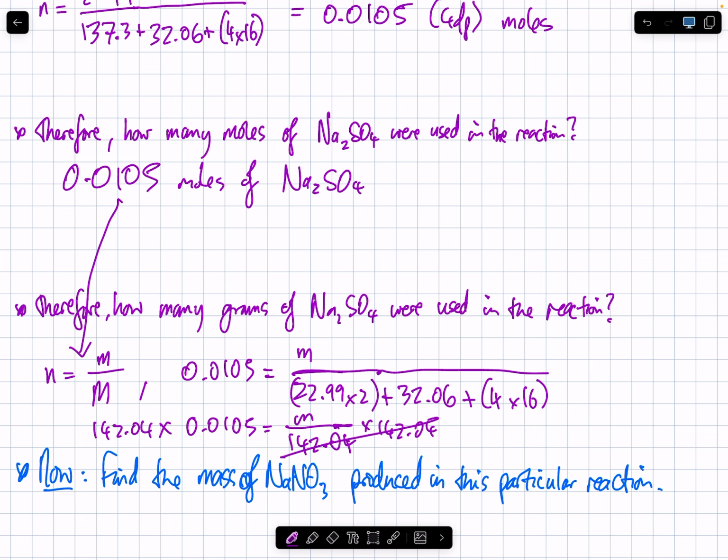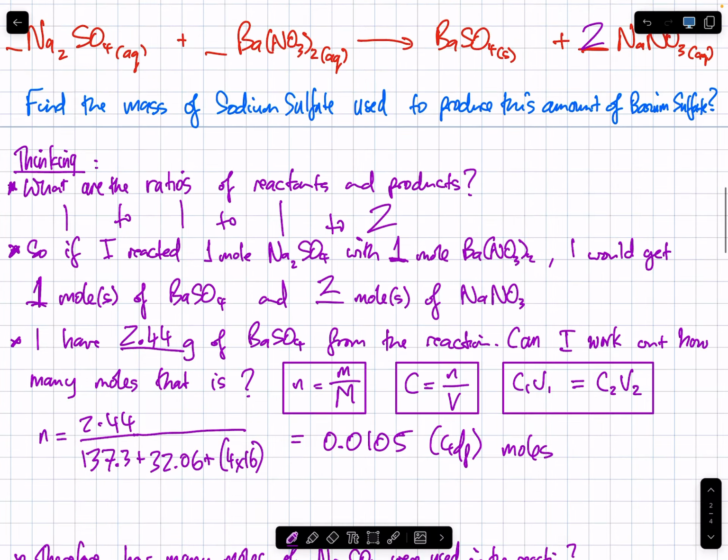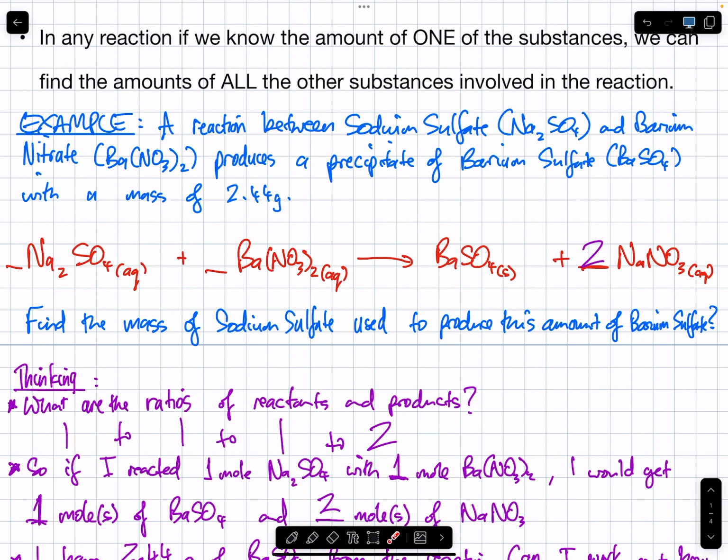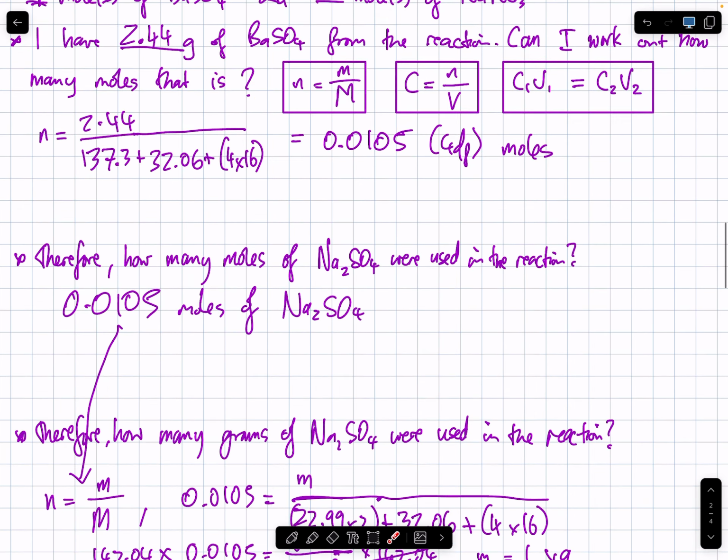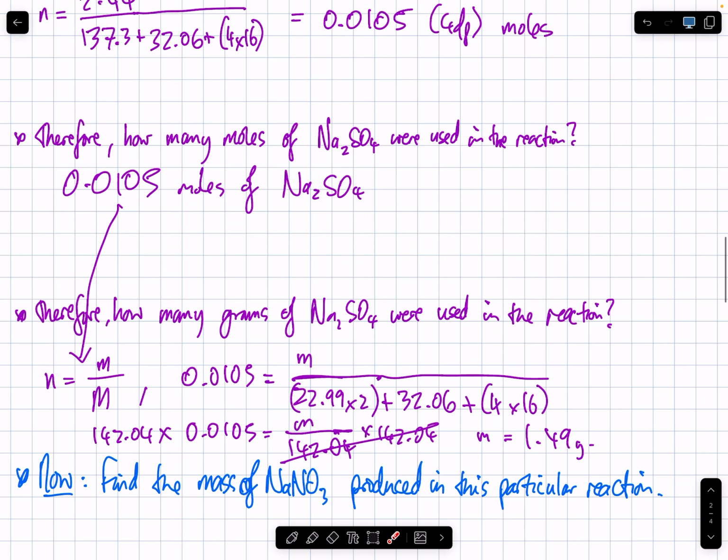What did you get? So mass is equal to 1.49 grams. Can you see what was the only thing that we knew about this reaction? I had 2.44 grams of this. Then you use the equation to work out the ratio as 1 to 1 to 1 to 2. And now we know how many grams of sodium sulfate was used at the start.